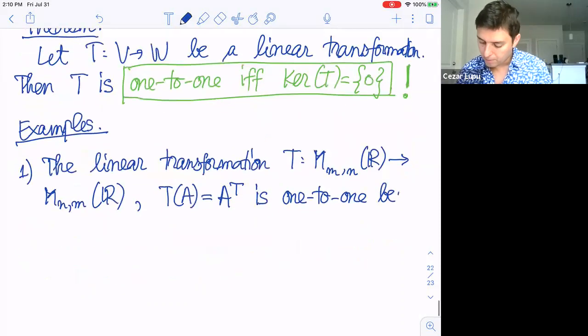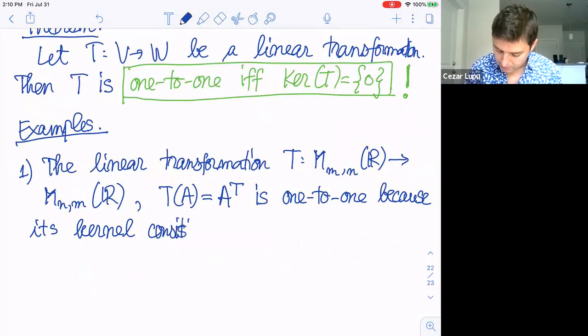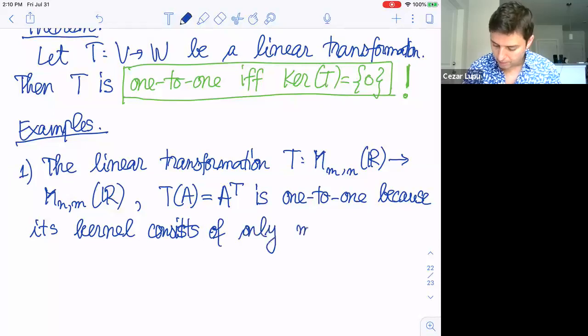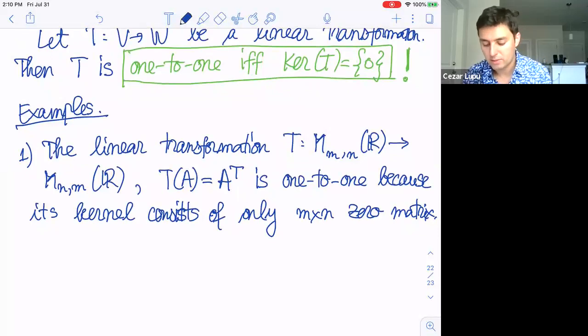because its kernel consists of only the m by n zero matrix. You look at the kernel of T, in our case those elements A for which T of A equals 0. But T of A is A transpose, which is the null matrix. Well, this happens only if A is the null matrix, so it's quite clear.